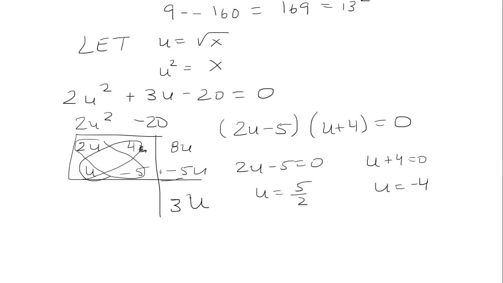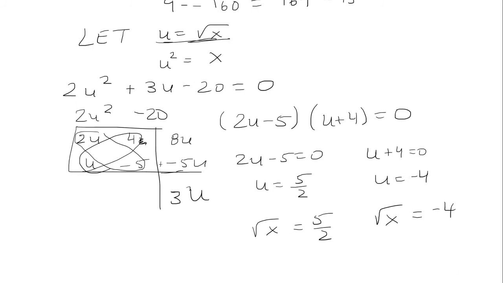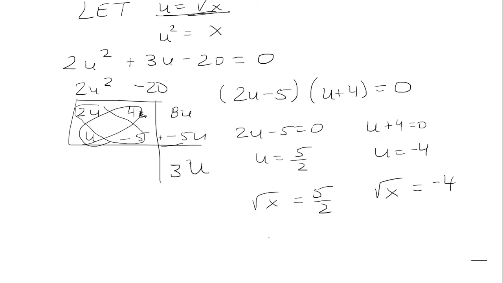Okay. But remember, we started off with x's, not u's. So we need to go back and substitute with what we know. u was square root of x. So let's replace u with square root of x. And now we have to square both sides. So square root of x squared is x. 5/2 squared is just 25 over 4. And then square both sides here, we get 16. So we do get two answers.